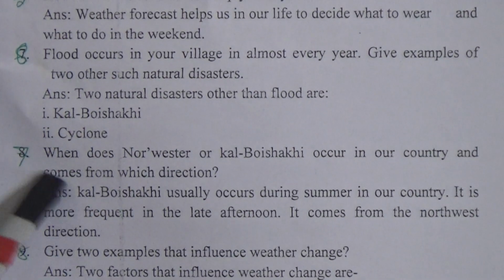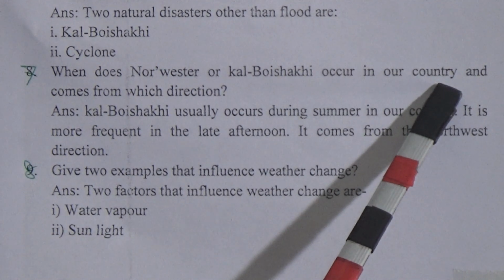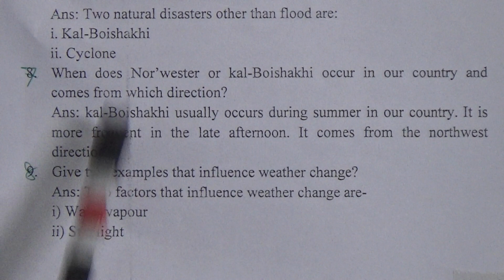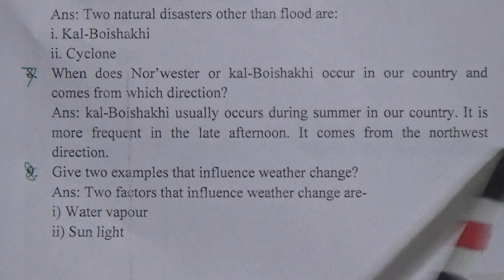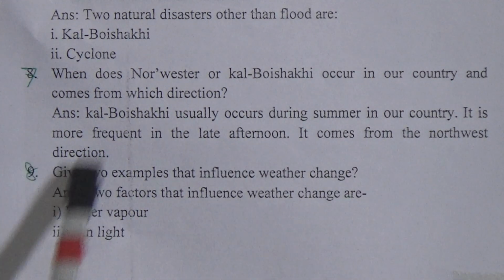Now come to the next one. When does nor'easter or Kalboishaki occur in our country and from which direction does it come? The answer is Kalboishaki usually occurs during summer in our country. It is more frequent in the late afternoon. It comes from the northwest direction.